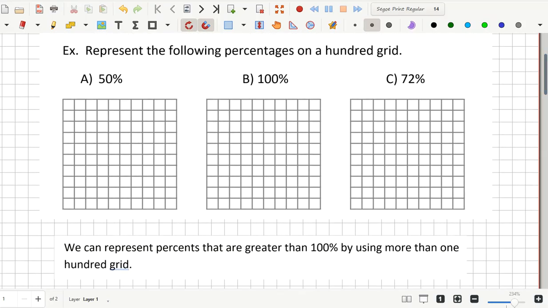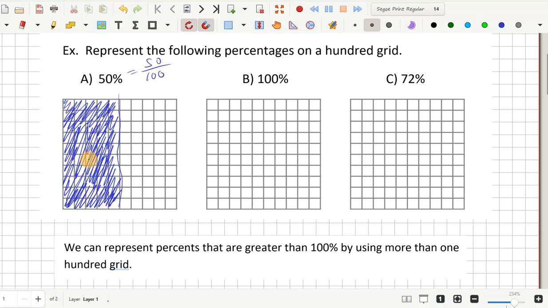So, for example, we're going to represent each of these percents on the 100 grid by filling in the number of squares represented by the percent. So 50% is going to be 50 out of 100. And that means I'm going to fill in 50 out of 100 of these squares. I can cut this grid in half, and then fill in all 50 of them, because I know there's 10 in each column and 10 in each row. We can do this a couple of ways, but I'm just going to do it this way. So filling in 50 of the squares.